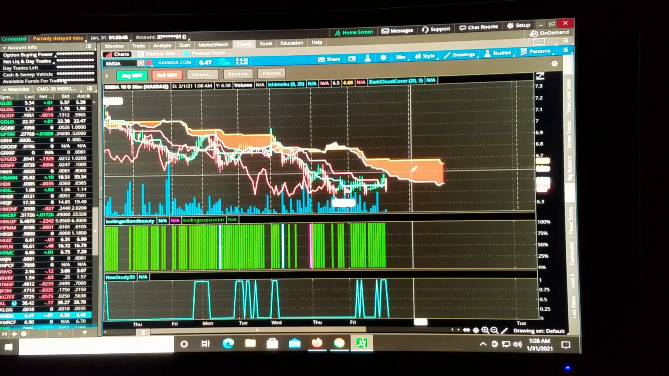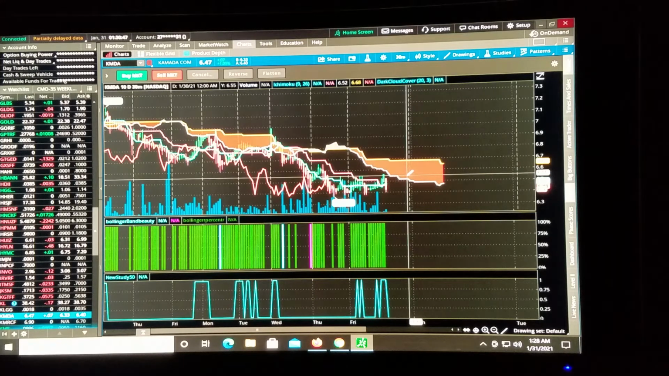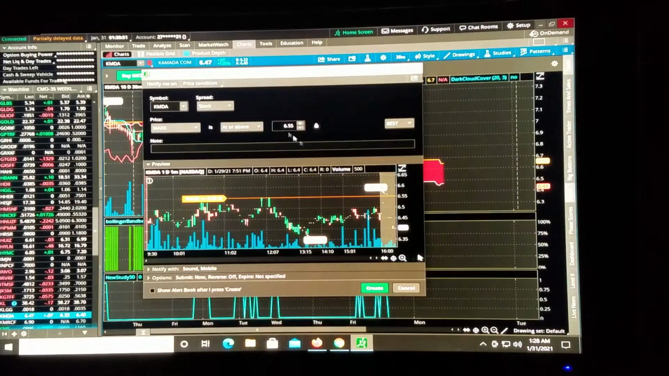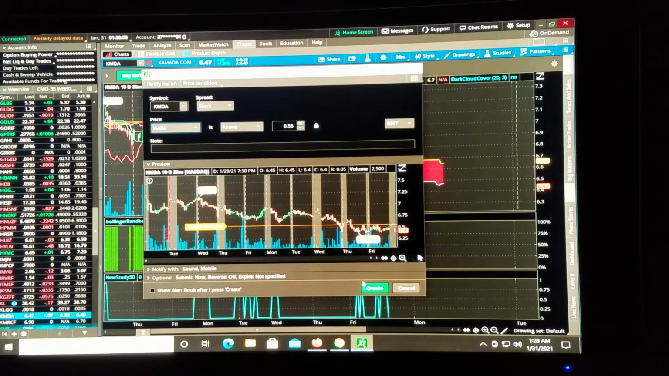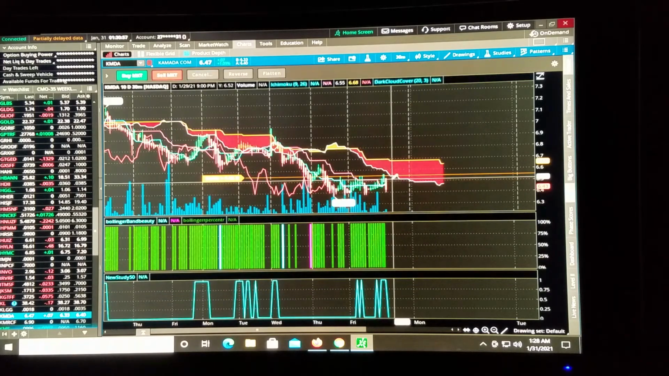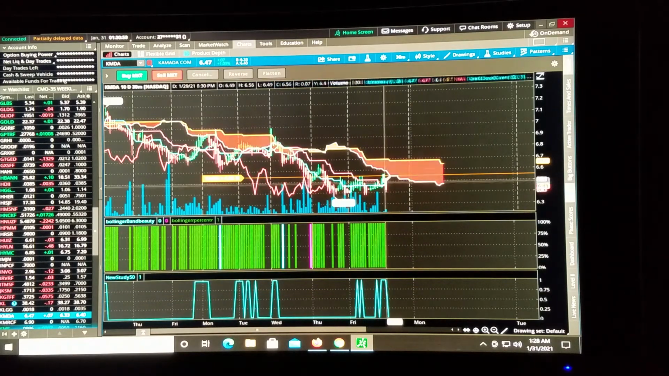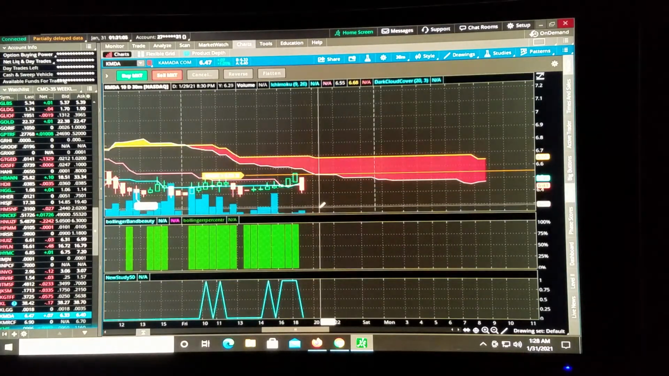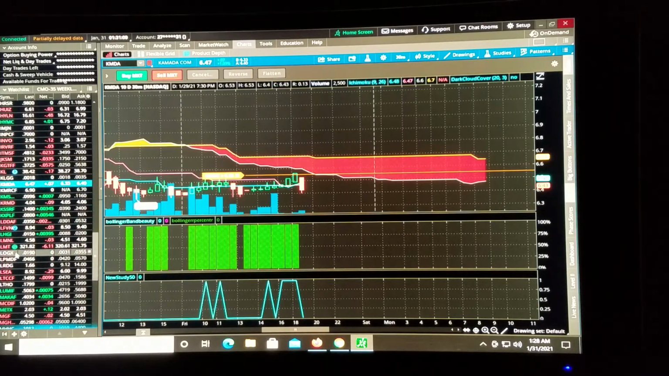I would say 655, I will create an alert, and if price moves above 655, that is when I will look at it and say that this is a huge bar, a nice buying opportunity, and that we should be looking to get in shortly.